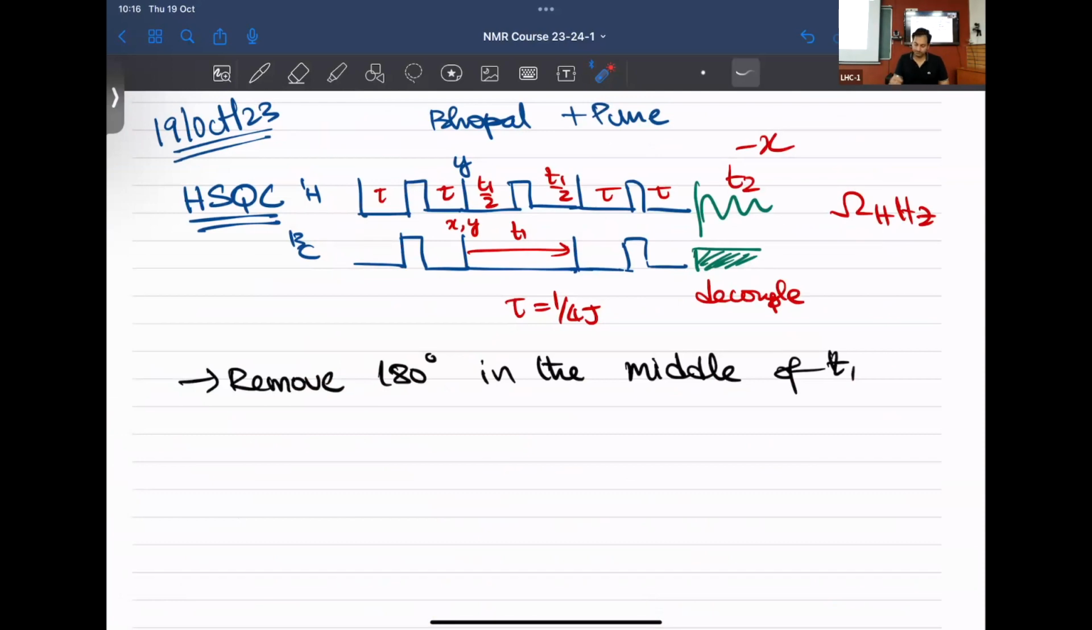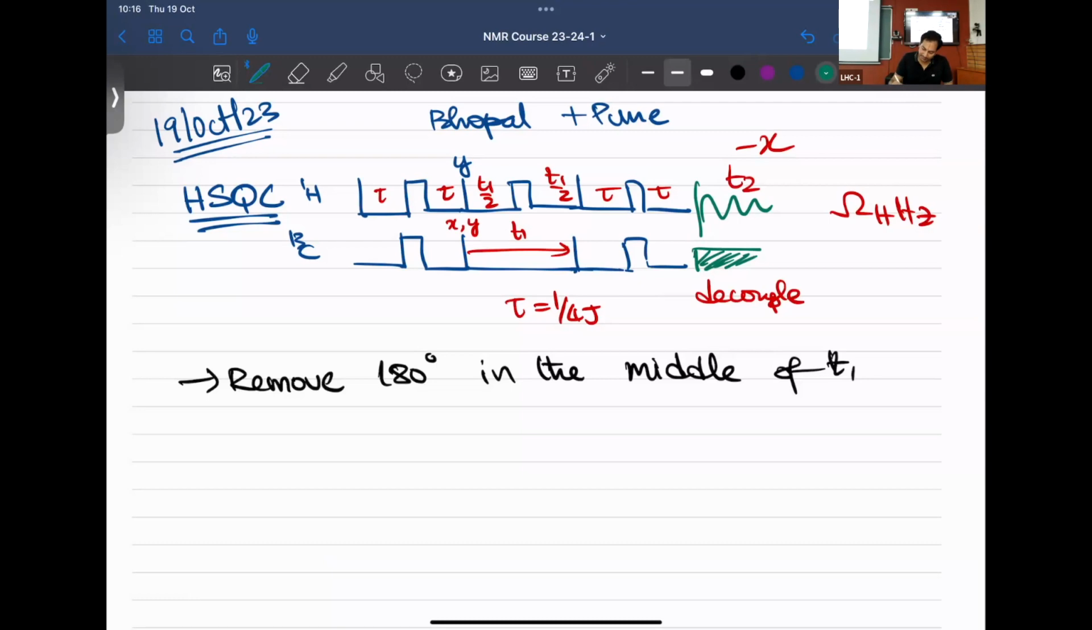Sir, I have a question. Sir, in this part in HSQC, we got two terms. One was of the cos component and one was having sine. But we evolved only the cos component. Both of them were single quantum terms. Excellent. Excellent question. Can we solve it right now?